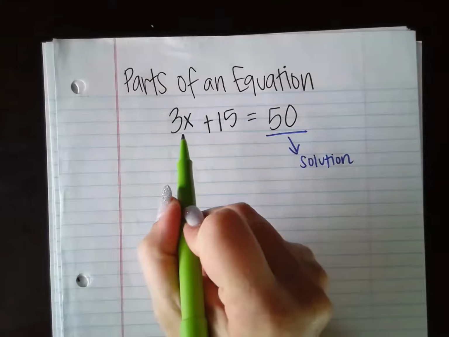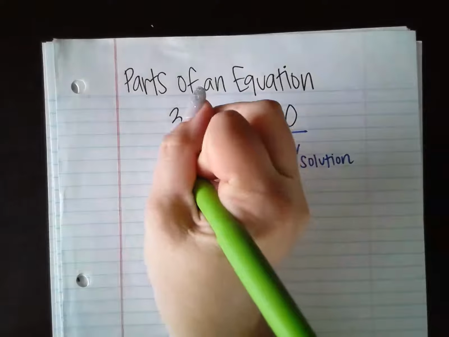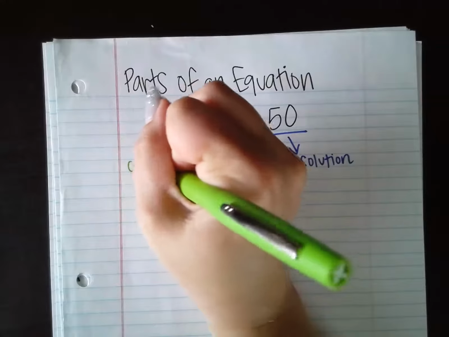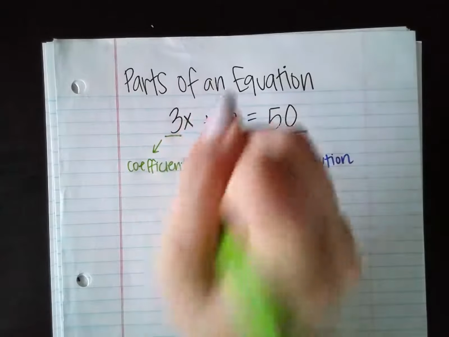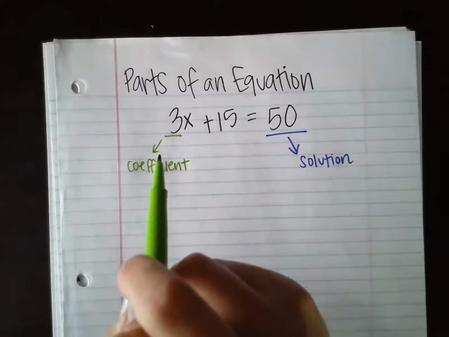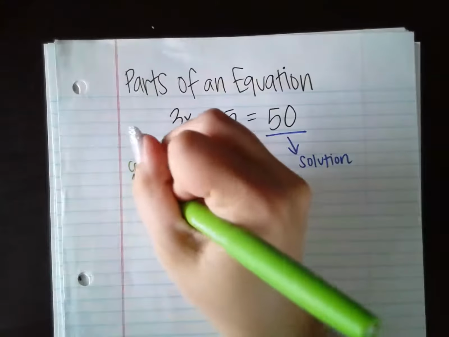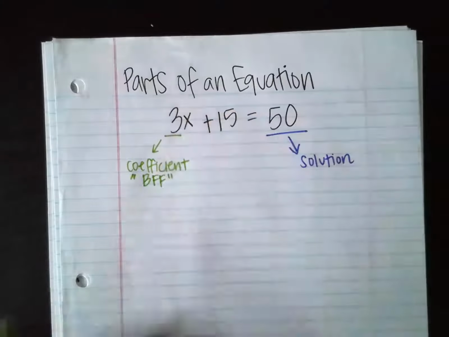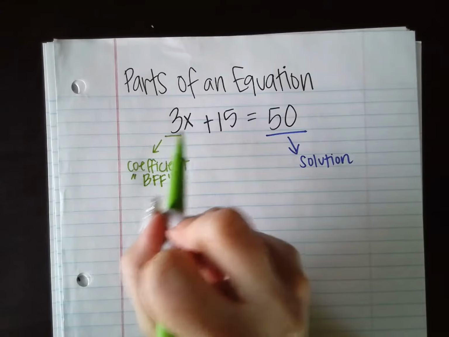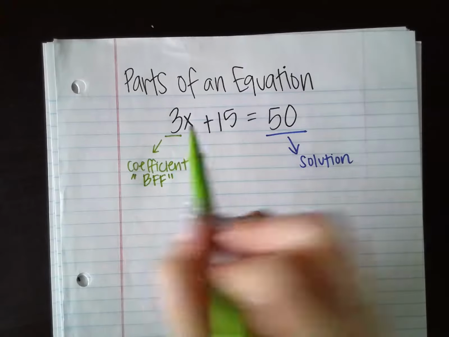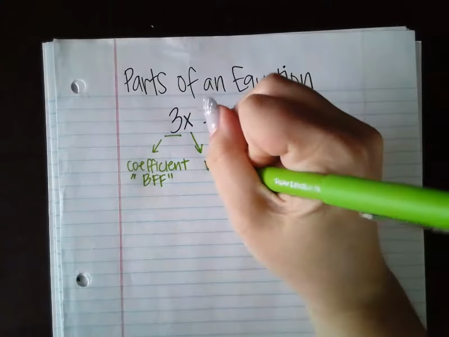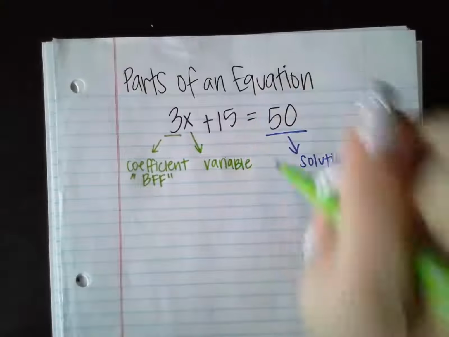this is called a term in our equation, and particularly this 3 right next to the x is called the coefficient. It's a weird word to say and a little bit hard to spell, but this is called the coefficient. I'm also going to refer to this as the BFF in an equation because this number is real close, real tight with this variable x. It's like they're besties. They're always together, never apart, which goes to tell us that this letter x is the variable in the equation.